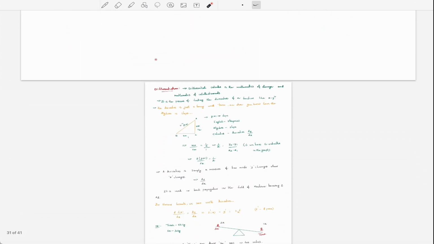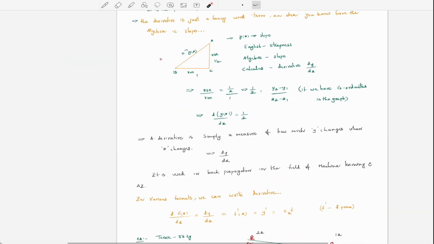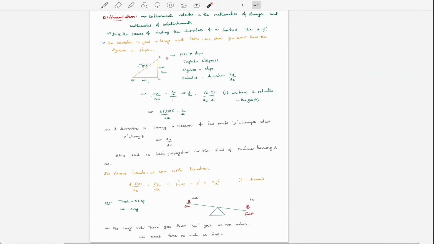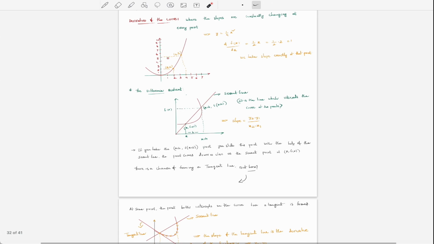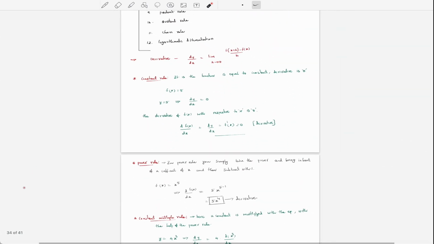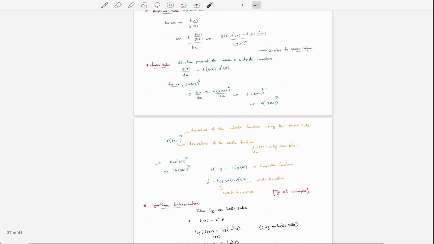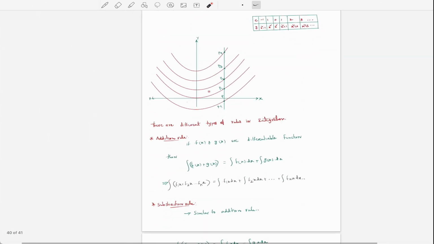Next we are going to discuss, in great detail, what is differentiation. There is a lot of notes here. It is 40 pages of notes. I have written long, beautiful notes.